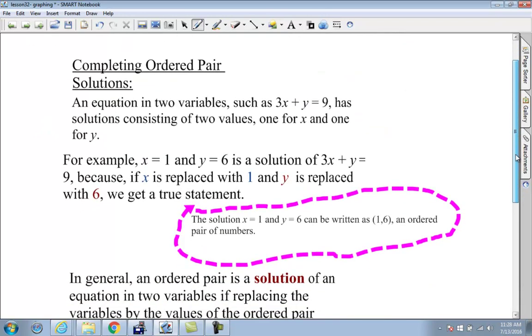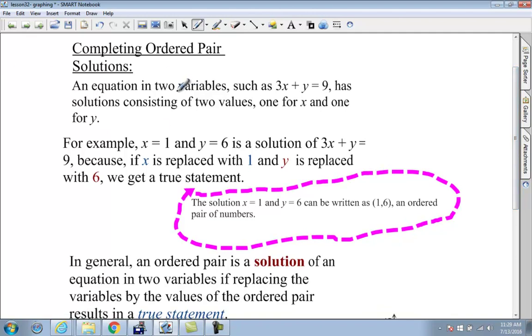Completing ordered pair solutions to a given equation. An equation in 2 variables, such as 3x + y = 9, so you have 2 variables, x and y, has solutions consisting of 2 values, one for x and one for y. For example, x = 1 and y = 6 will satisfy that equation, because if x is replaced with 1 and y is replaced with 6, we get a true statement.